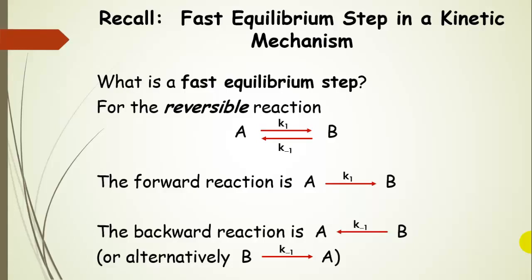We said it was a reversible reaction. The forward reaction, where A goes to B, has a rate constant K1, so it happens at some rate with this rate constant. The backward reaction is B going to A with rate constant K sub minus 1.